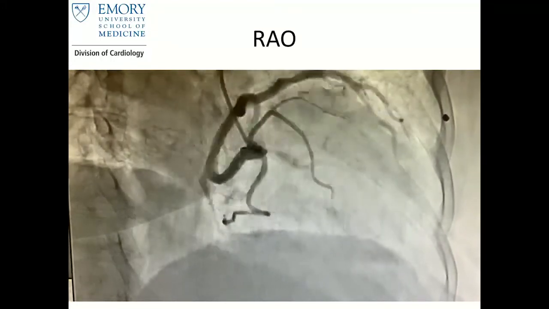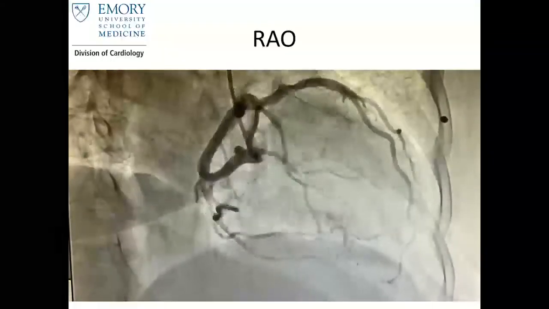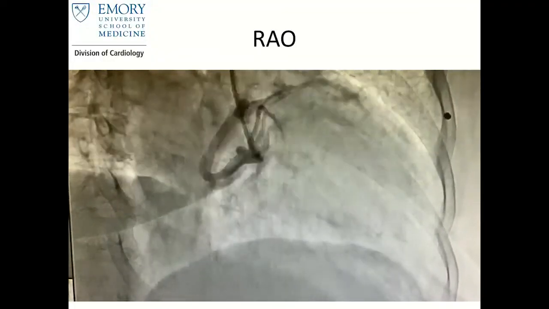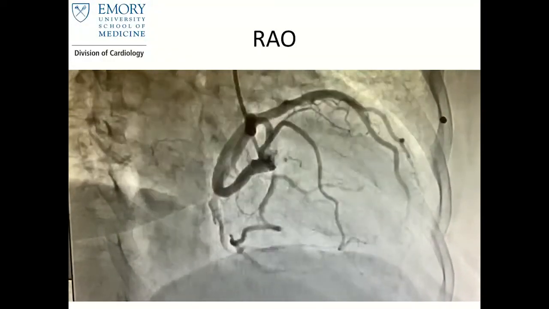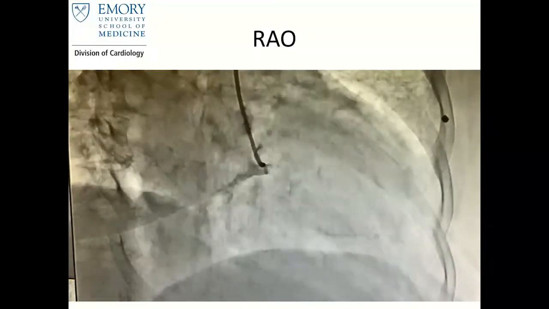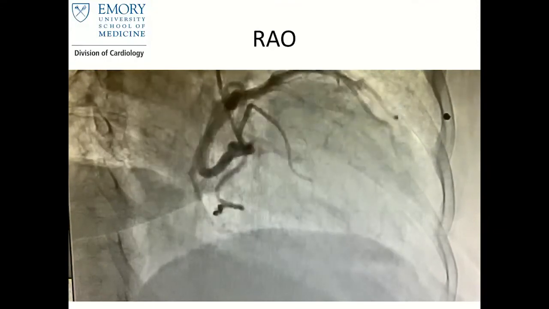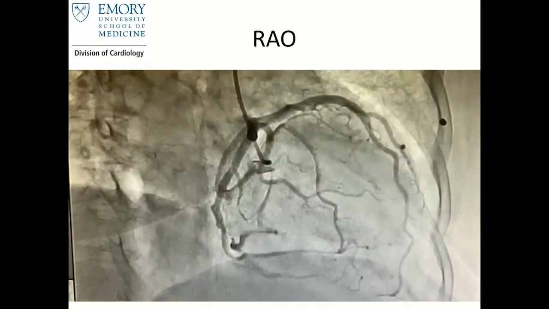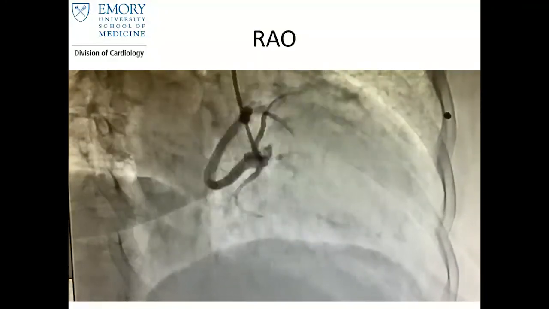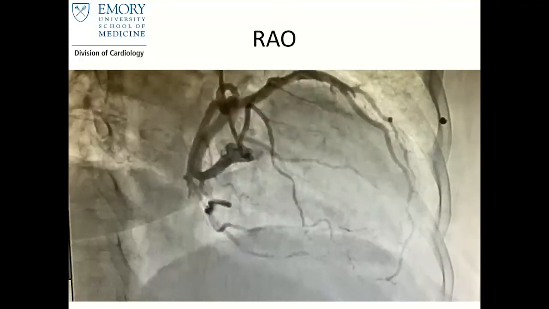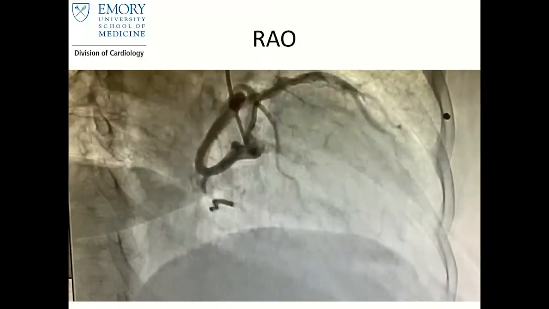Just by way of, we talked about athletes: Pistol Pete Maravich had a giant right artery and no left, and he played a full career in basketball. He died, I think, in his early 40s in a pickup game. His autopsy showed signs of chronic ischemia and fibrosis in his heart, which was fascinating.